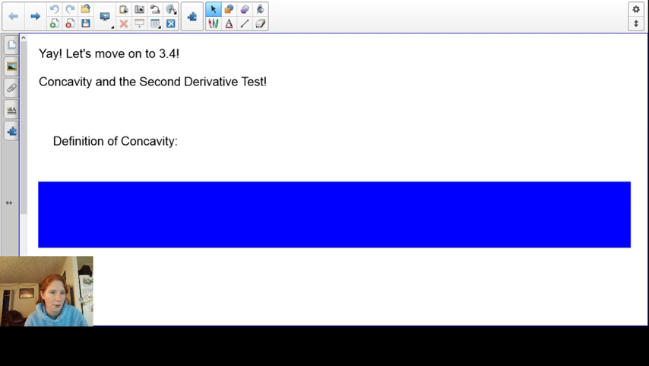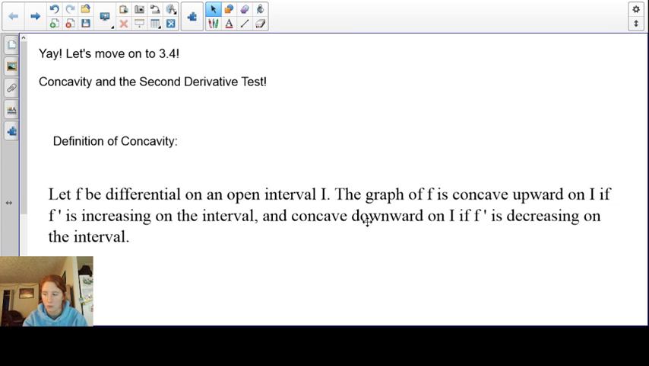Alright, so we're going to start talking about concavity. The second derivative test will be for sure tomorrow. I didn't want to put it all in one day, and I forgot to change titles. So, just concavity today. So here's your definition. Pause the video so that you can get it written down.